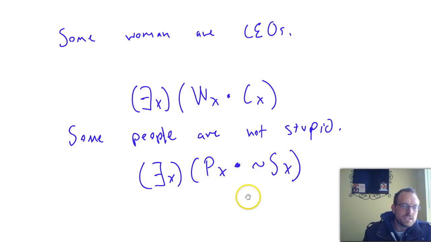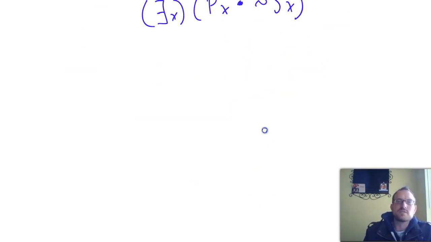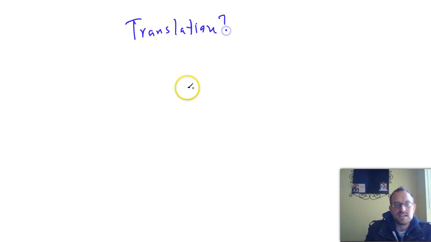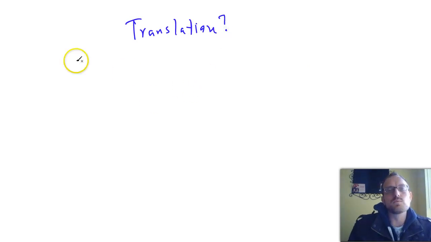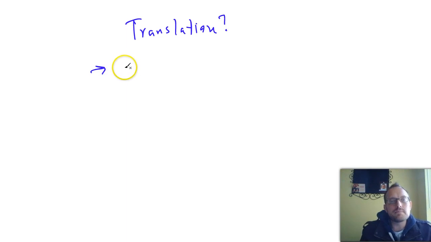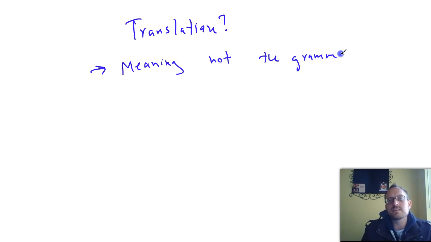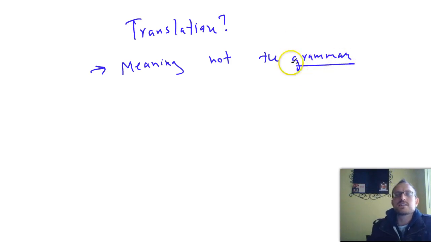Now, what's the trick in terms of translation? Now that we've gone over the symbols, the question, of course, is translation. How the heck are we supposed to translate this stuff? This stuff is very, very difficult. The key thing to remember here is translate the meaning, not the grammar. It's very, very easy, especially when you're first learning first order logic, to think that you have to translate the grammar. No, no, no. You're translating the meaning of a statement.